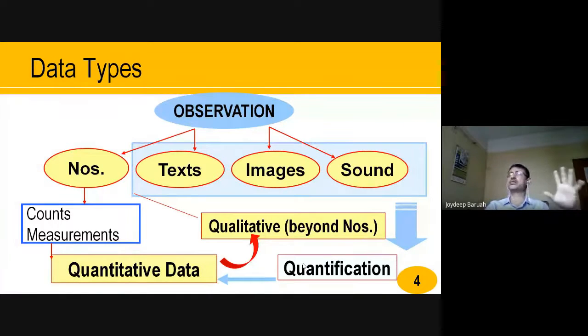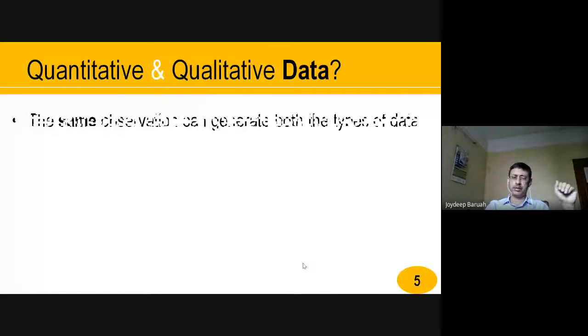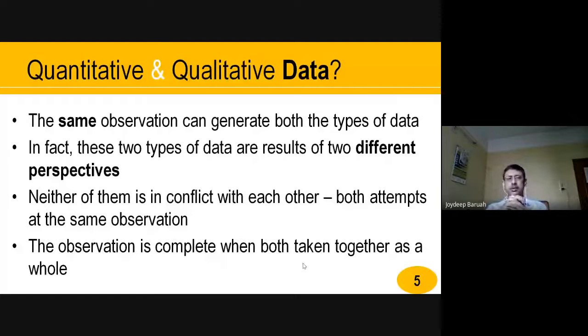So this is one type: based on the type of observation, we have two types of data. Now, it is important to understand that quantitative and qualitative observations can be generated from the same unit. The same unit can generate both types of data. It is about the perspective, the lens that you apply to observe things. There is a tendency to put them vis-a-vis, as in which one is better, but that's not the idea. The third point in the slide says that neither of them is in conflict with each other, both attempt the same observation, and we can take them together for understanding the data.